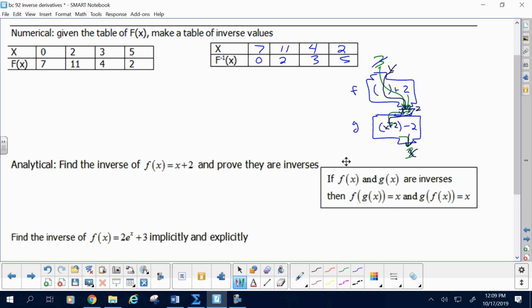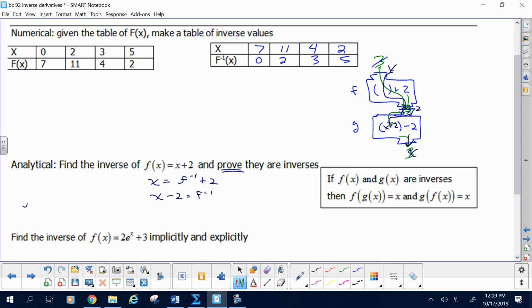So, what is the inverse of f equals x plus 2? x equals f inverse plus 2, or f inverse is x minus 2. In other words, if the original function is x plus 2, the inverse is x minus 2. With me? Okay, now if I wanted to prove, not just say they're inverses, prove they're inverses, then you would have to do the composition.